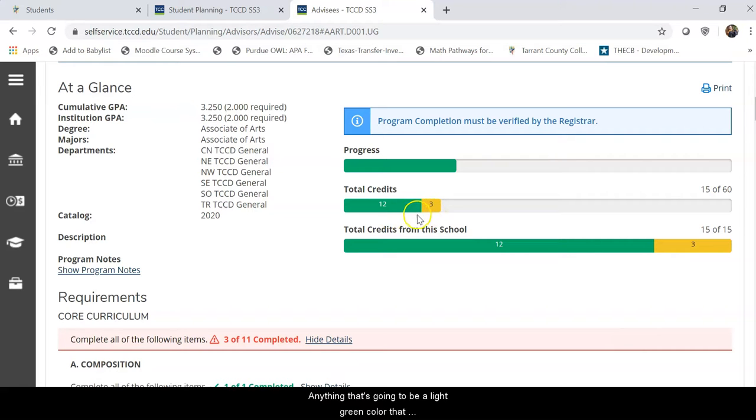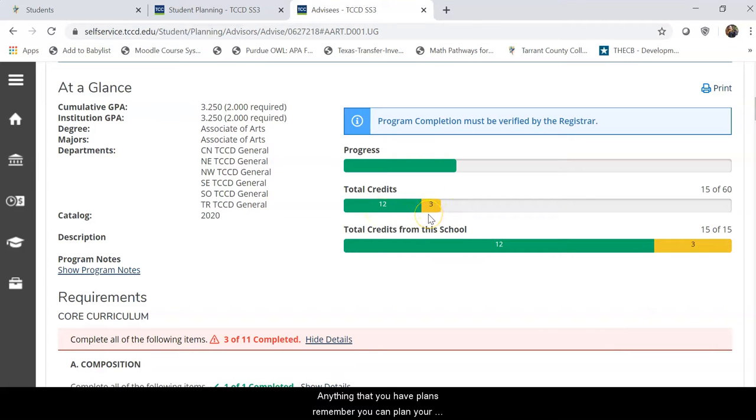Anything that's going to be a light green color, that represents courses that are in progress. So those are classes that you're currently enrolled in at the moment and they haven't ended. So it could be classes that started in January, classes that started in March. They're going to end in May. Once you receive the grade for that course, then it will turn dark green, and then the total credits that you have earned, you see right here, that number will change.